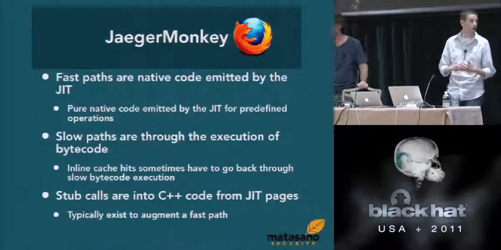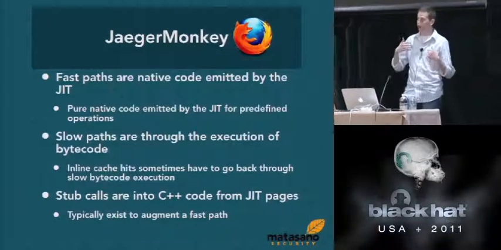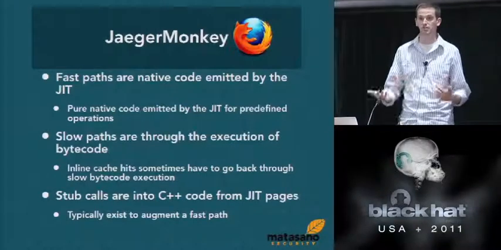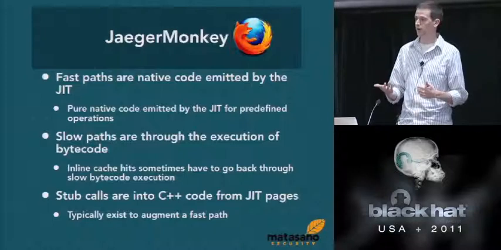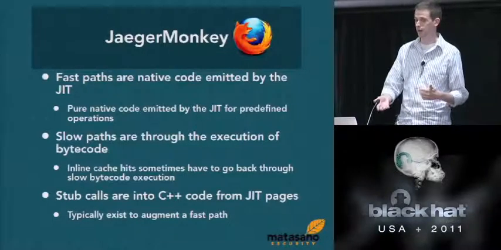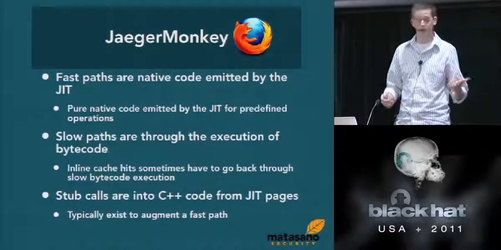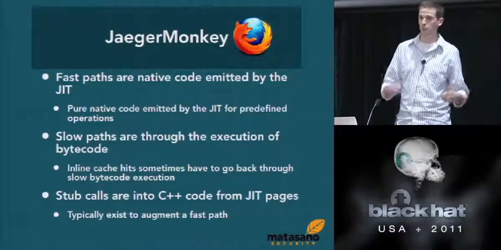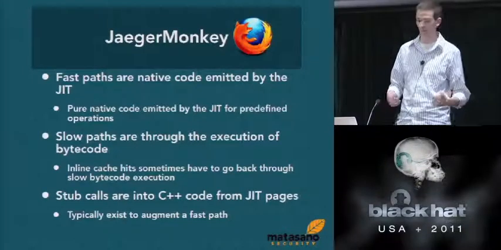And fast paths are operations where they have been completely JITted. There's nothing but JITted native code to handle the operation. That's a fast path. And then there's slow paths. Slow paths are encountered when, for example, the inline cache, when a type isn't known. When a type isn't known, a slow path has to be taken back into the interpreter to look up the type to be able to generate the new JIT code. So that's what a slow path is.